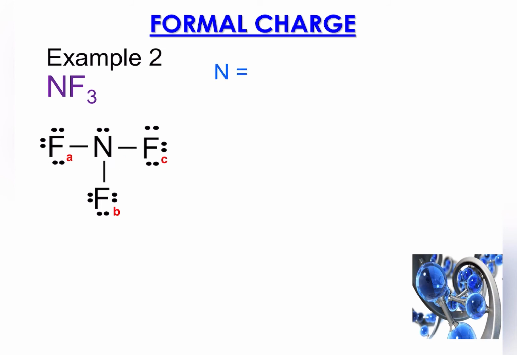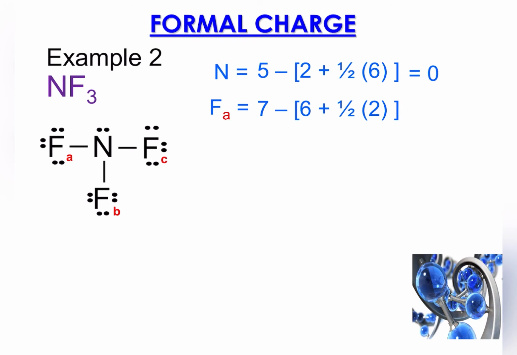So my nitrogen, I have 5 valence electrons minus 2 lone pair electrons from here, plus half of 6 bonding pair electrons. Saya akan dapat nilai dia iaitu 0. And the next one, I will calculate fluorine for Fa first. I will get 7 minus the value from lone pair electrons and bonding pair electrons given from here, and I will get 0 for its formal charge.